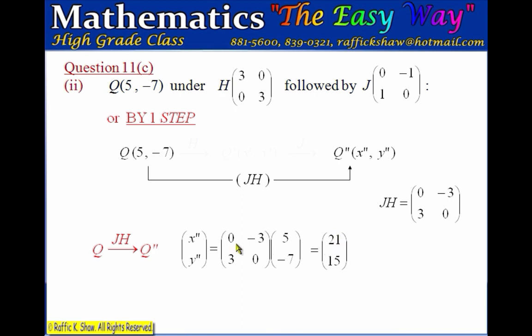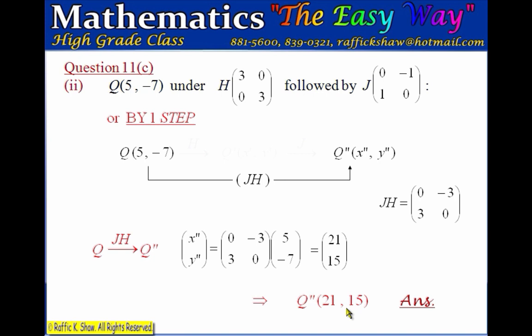This 21 is obtained by multiplying this row by this column. 0 multiplied by 5 is 0, negative 3 multiplied by negative 7 is 21, and so this element is 21. And this 15 is obtained by multiplying this row by this column. 3 times 5 is 15, and 0 times negative 7 is 0. And so the result is the same as before. The image of the point 5, negative 7 under the combined transformation H followed by J is the point 21, 15. And that is the answer for question 11C, done two ways, by 2 steps and by 1 step.